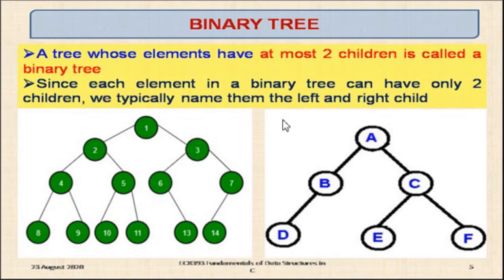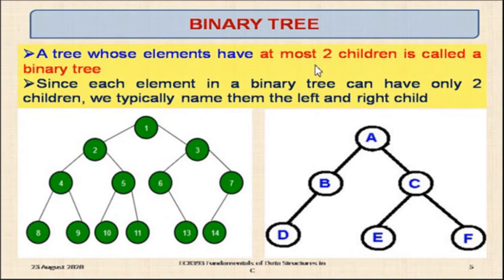And coming to binary tree. A tree whose elements have at most two children is called a binary tree. So A is having two children, B and C. B is the left child and C is the right child. Here, one is having two children: two is the left child, three is the right child. Suppose if this is having three children, then that is not called a binary tree. Binary means two. At most two children is called a binary tree.